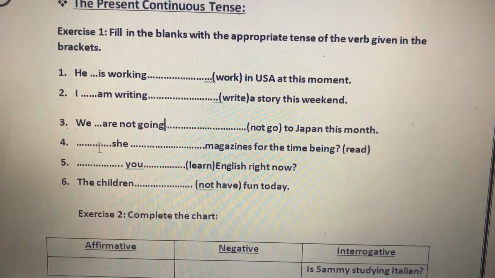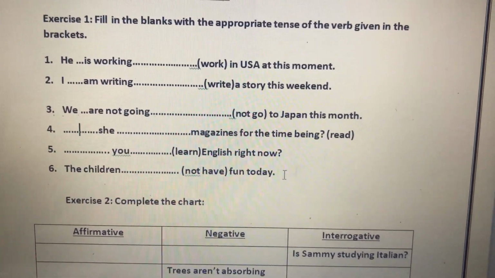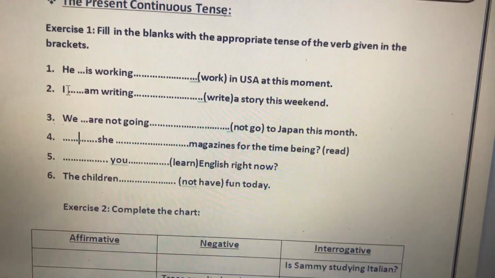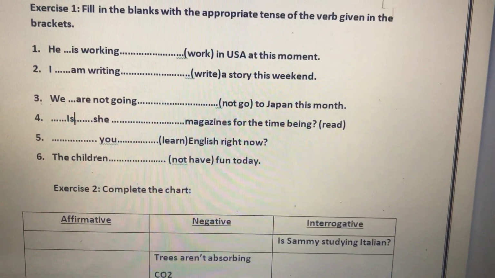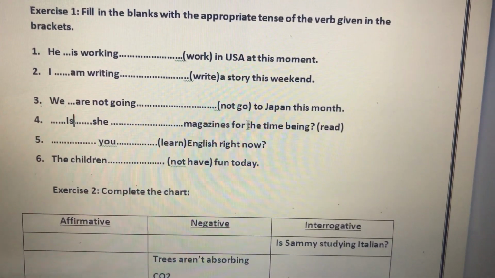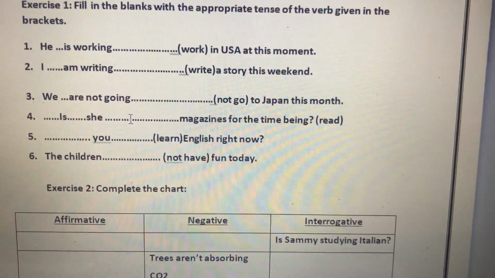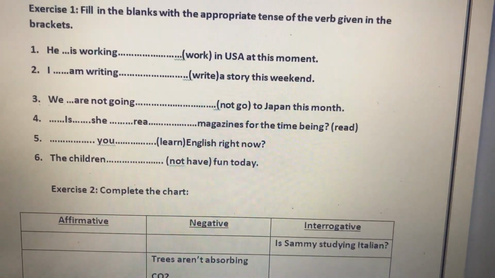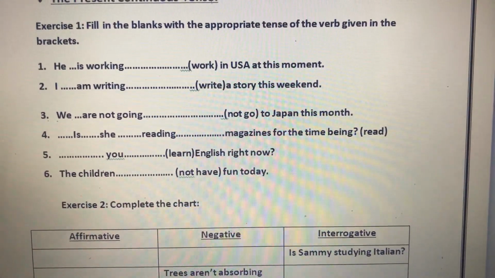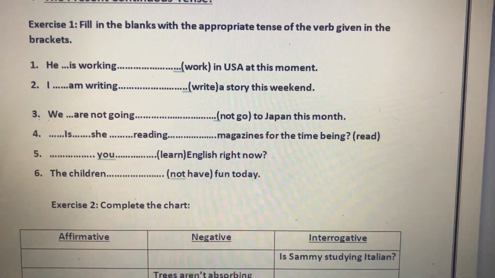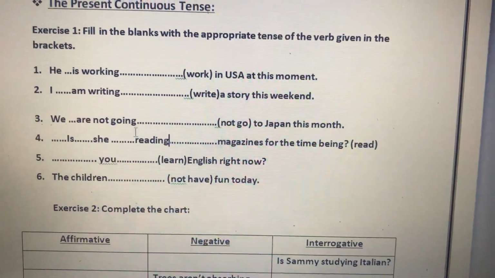Sentence number 4 is a question and the subject is she. So we have to put is she, and we have the verb read magazines for the time being. So here we will answer it with reading. So the sentence will become, is she reading magazines for the time being? We have the keyword the time being.